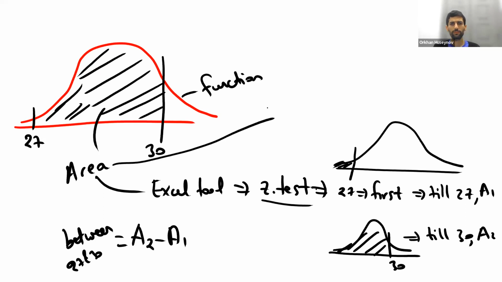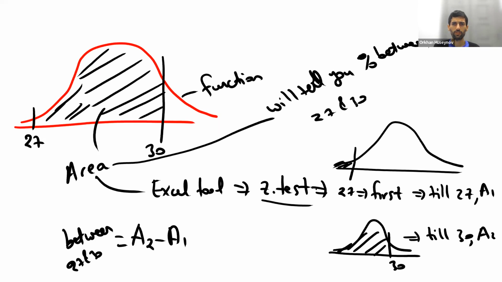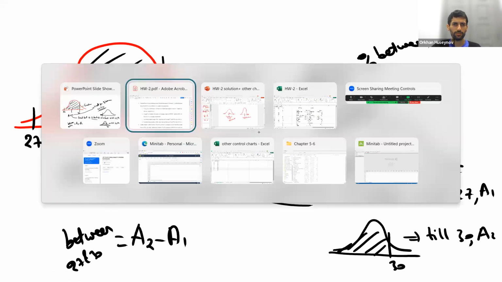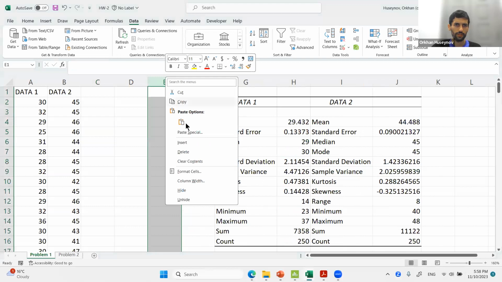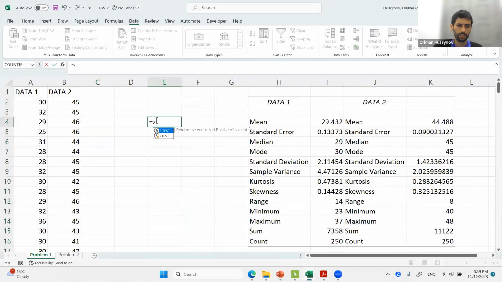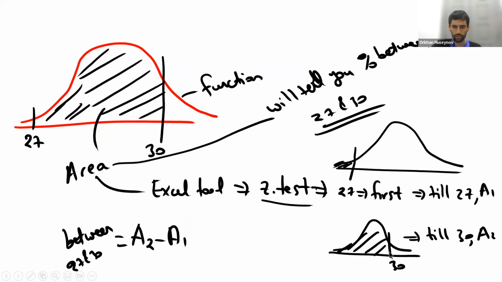So this area will tell you the percentage between 27 and 30. Okay. So let's do that in Excel and then see how it looks. If I go on the run here, the z-test, you can see it returns the one-tailed p-value. So what that means is that it returns one part of it, till 27, till 30.